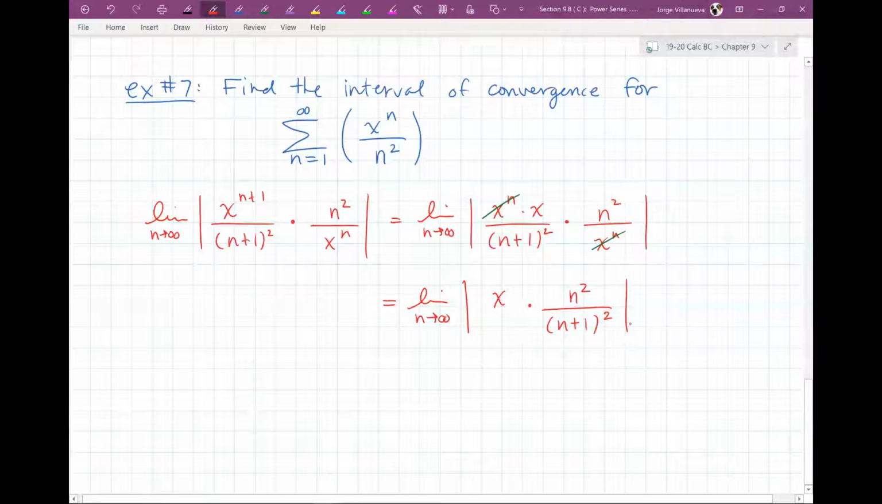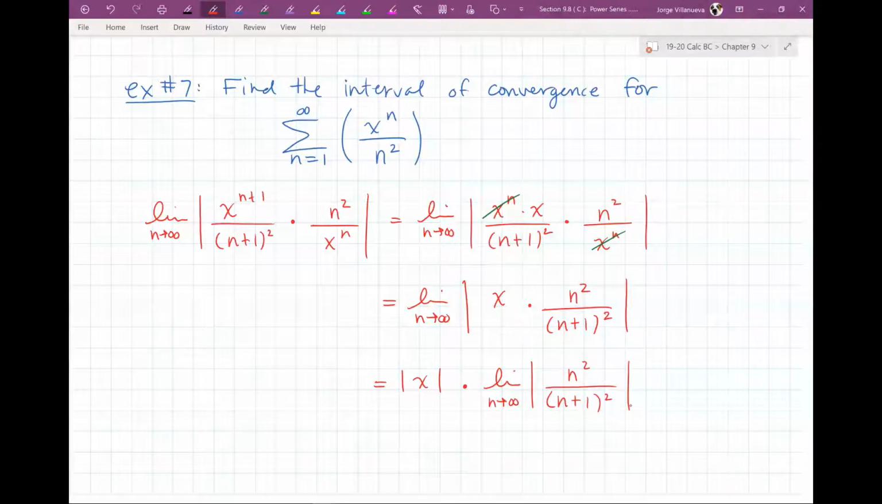Now remember, I split up my x variables because I know I can take those out. Any constants or variables can be removed. So I'm going to take out that x. I'm going to have an absolute value of x times the limit as n approaches infinity of n squared over n plus 1 squared. Now, if you look at the original series, the one in blue, you'll notice that's centered at 0, right? So remember that because we're going to need to write that down later.